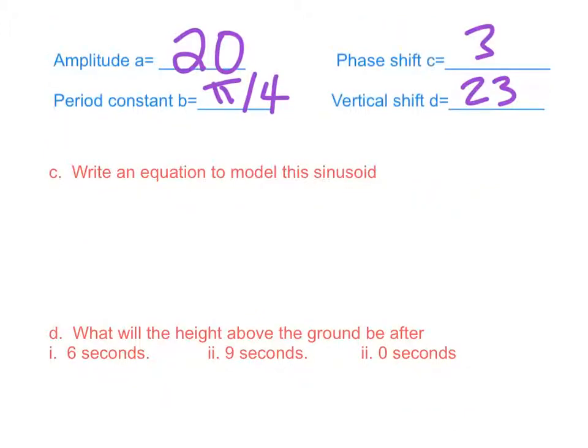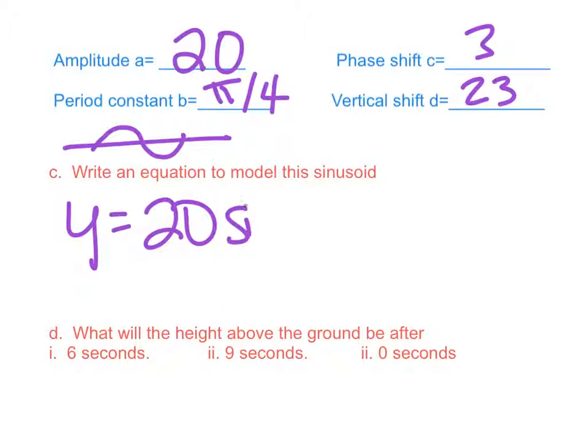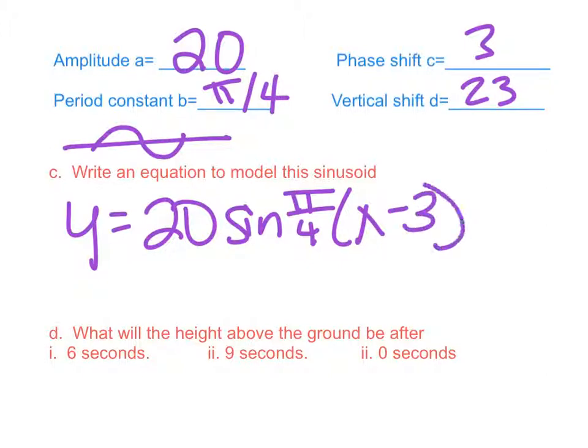So on the previous screen, you saw that we had an amplitude of 20. My period constant was pi over 4. My phase shift was 3. My vertical shift was 23. And this was a sine graph. It looked like this. So my equation is y equals 20 sine pi over 4 x, and since I'm going 3 to the right, that's a minus 3, plus 23.